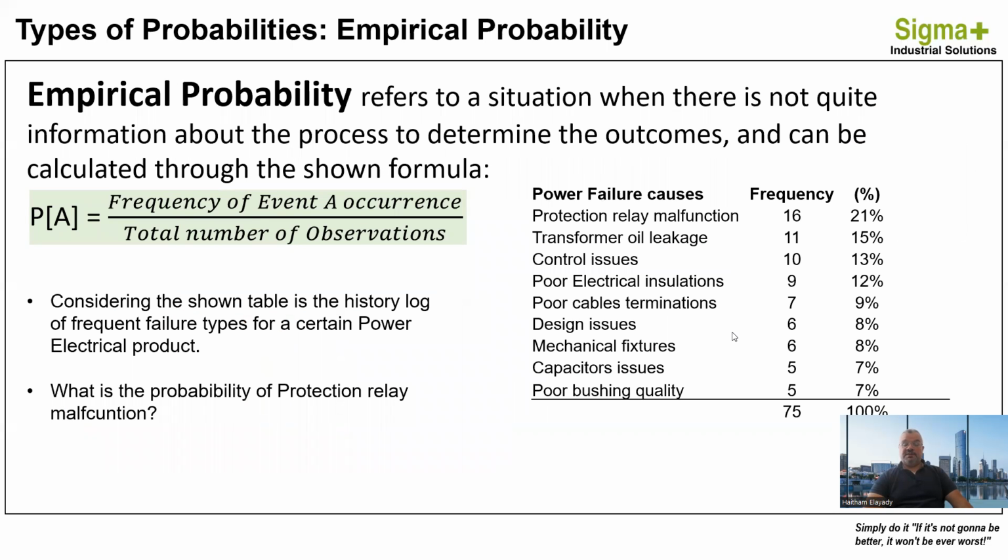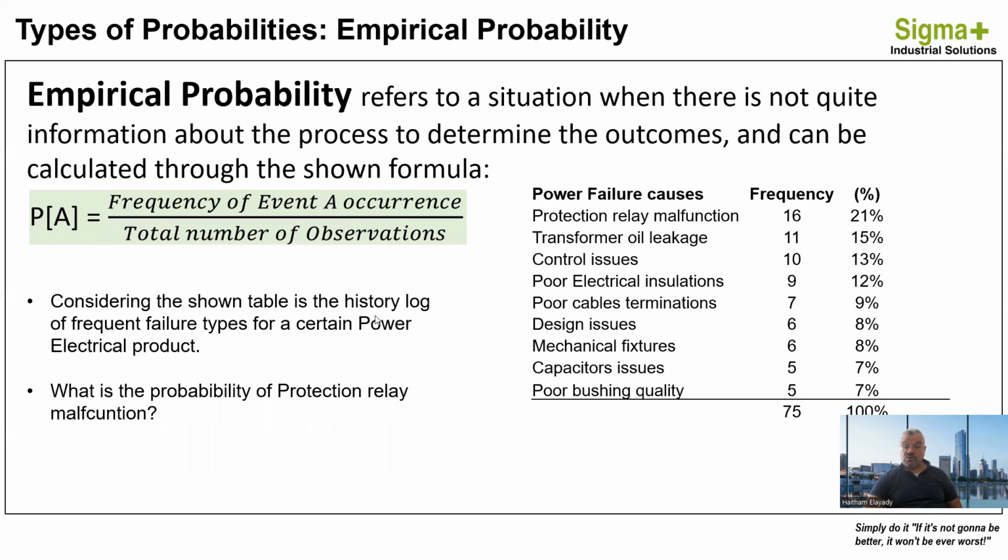The second type of probability is known as empirical probability. Empirical probability refers to the situation when we don't know all the possible outcomes, but we refer to the frequency, the history of frequent occurrence. So it refers to the situation where there is not enough information about the process to determine the outcomes, and it can be calculated through the shown formula, where the probability of an event is the frequency of the event occurrence divided by the total number of observations.